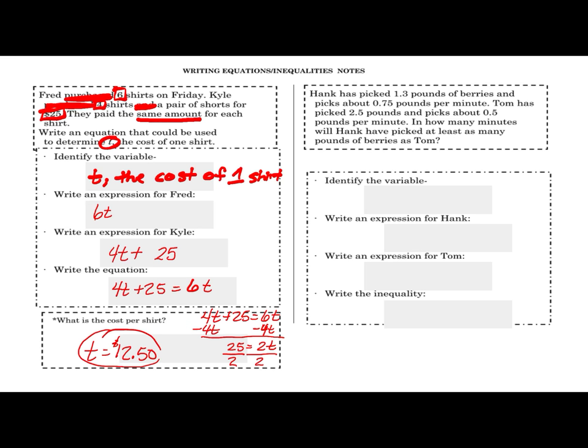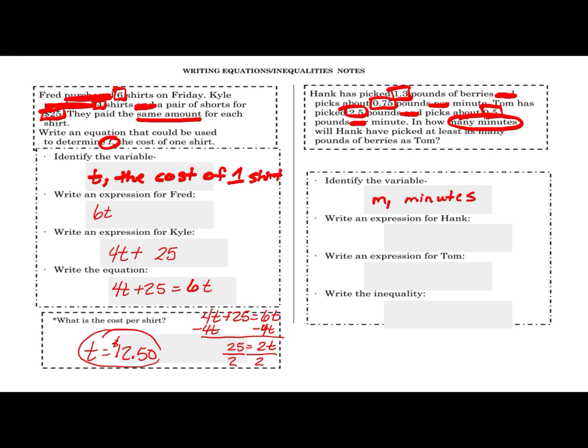So Hank picked, so our unknown is in how many minutes? So we're going to use M for minutes. And this is circle it in how many minutes. And then our operations are per minute and per minute. We're going to box and box and box.